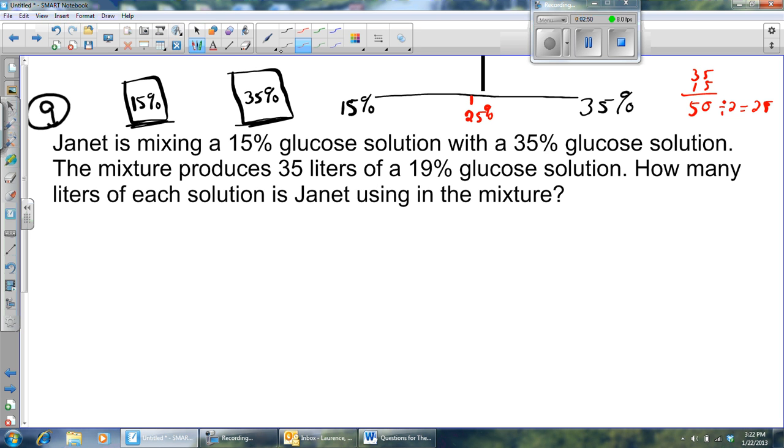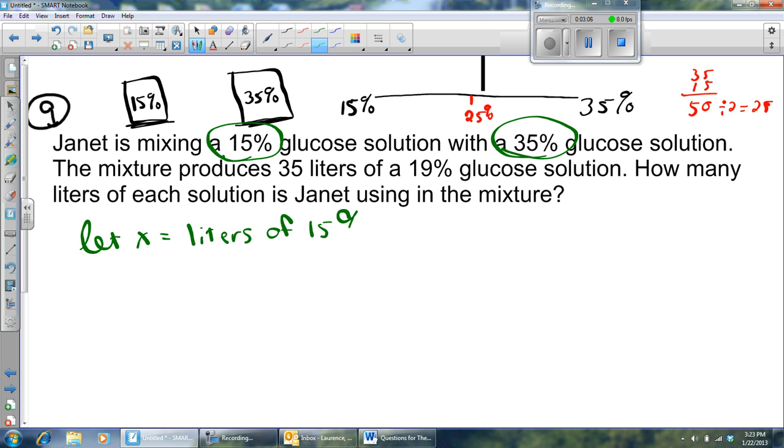Well, what do I have to find? I have to find the liters of 15% glucose and the liters of 35% glucose. Those are my variables. Let x equal the liters of 15% glucose, and let y equal the liters of 35% glucose.